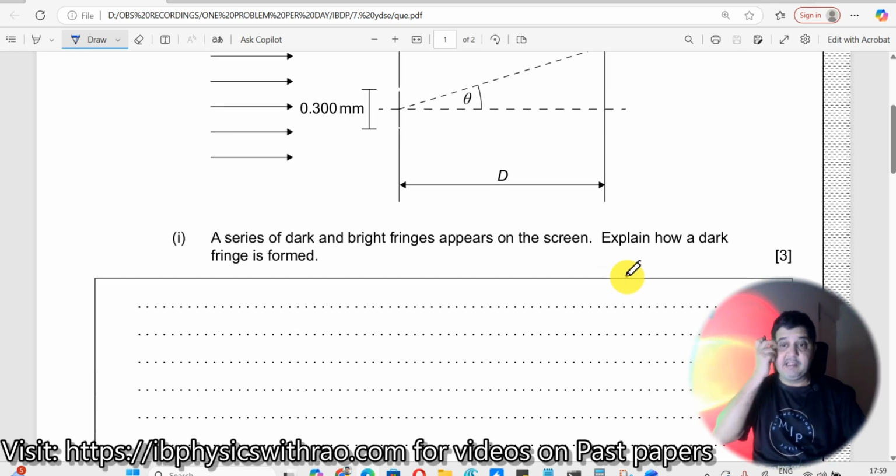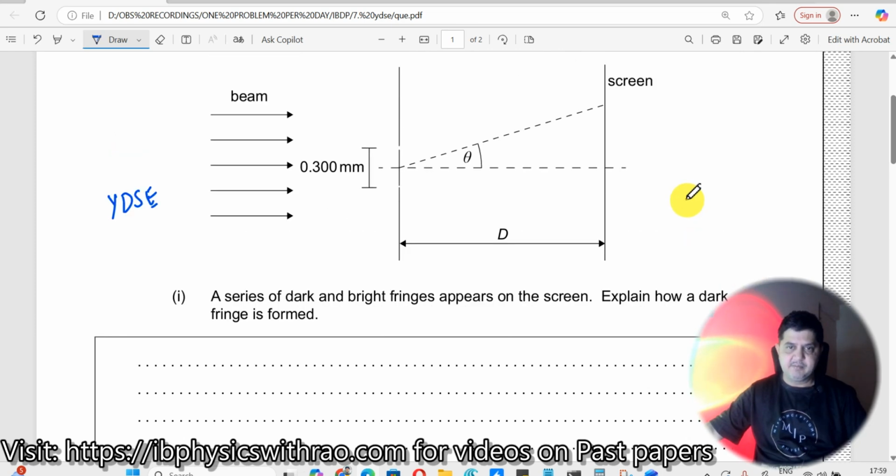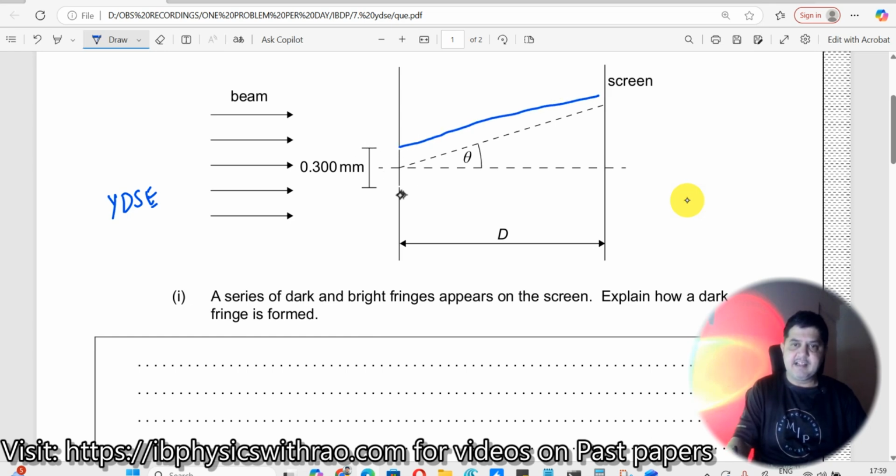So why do we get this one? Now, what is this actually? This is nothing but your IB-DP P9 experiment, Young's double slit experiment. So in Young's double slit experiment, what exactly happens? The light comes from here, and then there is one beam of light which goes like this, and another beam of light which goes like this. It hits the screen, and because of the superposition of these two parts, a bright fringe or a dark fringe happens.